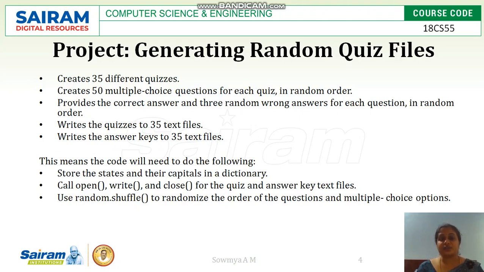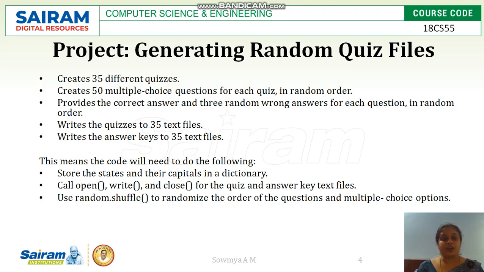Then write the quizzes to 35 text files. Since we are creating 35 quizzes, 35 text files should be written for the quizzes and 35 answer text files should be written for the answers. So what we have to do to implement this project is, first, store the states and their capitals in a dictionary. For the 35 quizzes, we are taking all 35 states as the keys and values as its capital in the dictionary database.